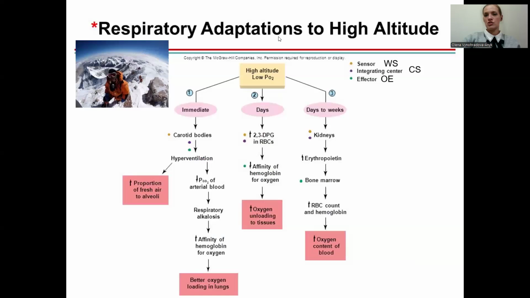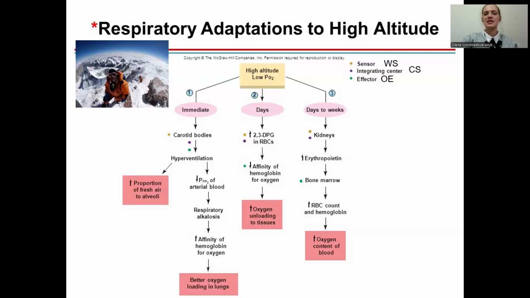Respiratory adaptation to high altitude. When we are talking about high altitude, like a high mountain, it is important to say that there is low partial pressure of oxygen. That's why the main problem is that our body should be adapted to this condition. And we have 3 stages of adaptation to low partial pressure of oxygen.